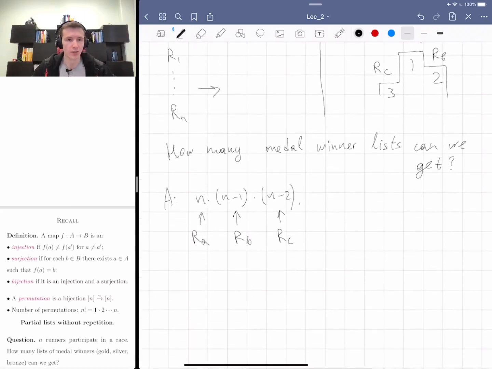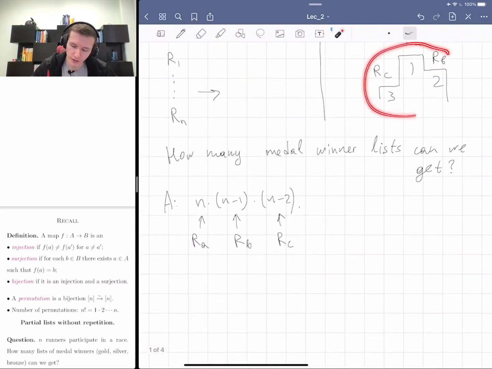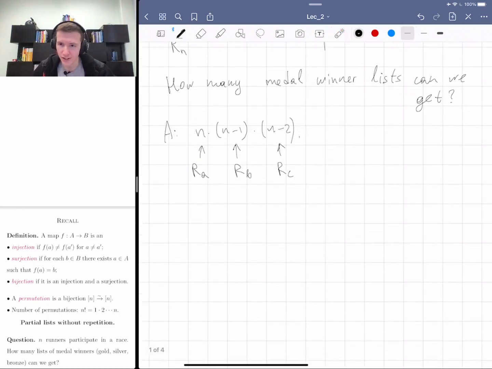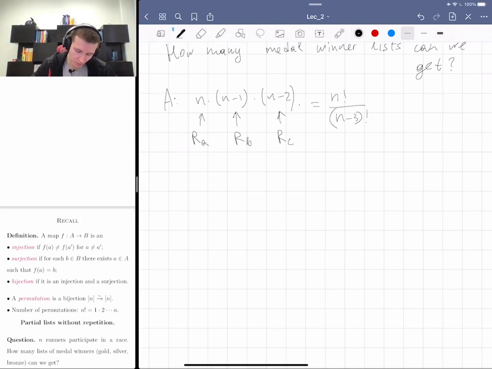Okay, this is nice, and then let's generalize. So in general, here we had 3 medals. In general, we're going to have k different kinds of medals. Oh, n factorial over n minus 3 factorial. Yeah, so this is equal to n factorial over n minus 3 factorial. That is also true. Okay, so in general, if you have k medal winners, then you can continue this argument.